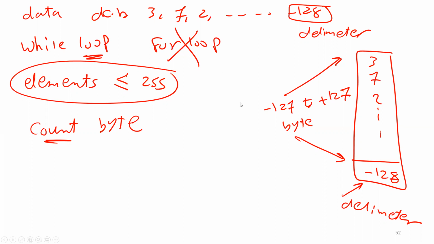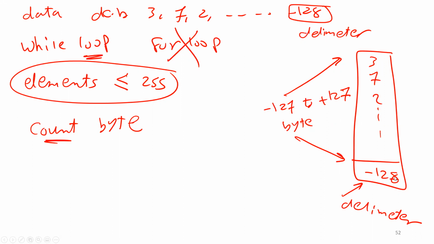Before I start today's lecture, I want to give you some help on the coming lab. I'm just trying to help you. In the coming lab, we have an array of bytes, something like this one. This array of bytes has a delimiter, and this delimiter is -128. The elements here always take numbers from +127 to -127.